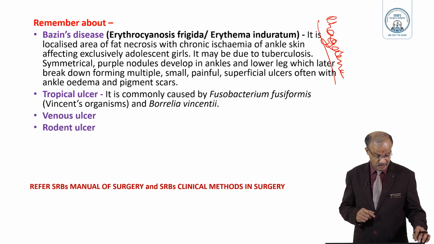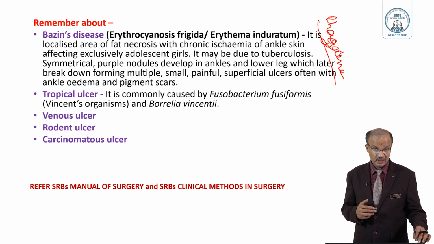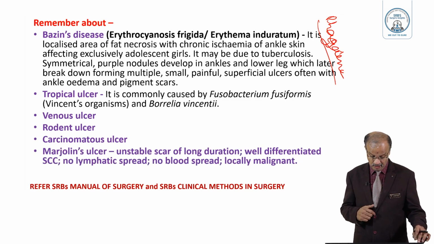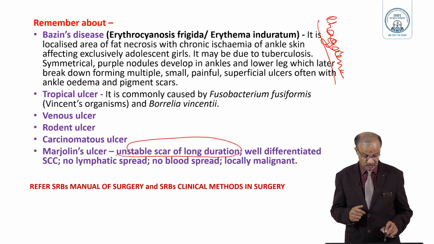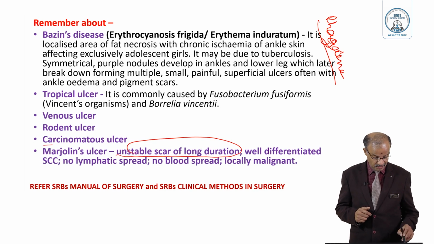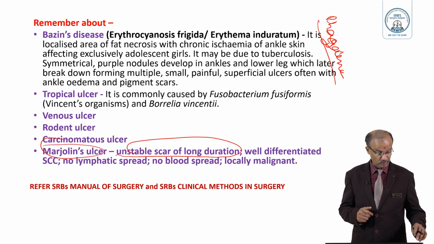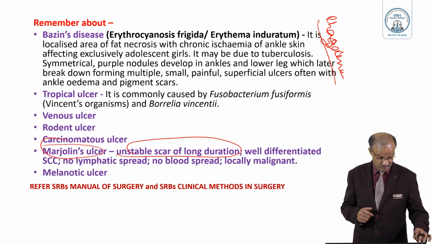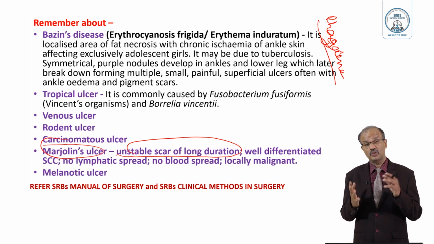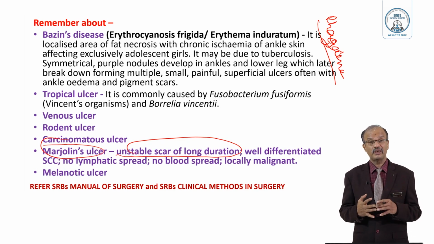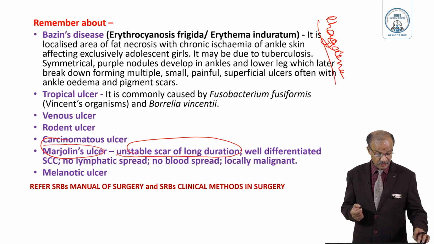We should know. So venous ulcer, again, gravitational ulcer, rodent ulcer, BCC, carcinomatous ulcer, Marjolin's ulcer, unstable scar of long duration. Well-defined squamous cell carcinoma, no lymphatic spread. This is often kept as a short case in the exam, remember. Melanotic ulcer is aggressive. Rodent ulcer is locally malignant, carcinomatous ulcer loco-regionally malignant. Melanotic ulcer is a systemic disease, remember.